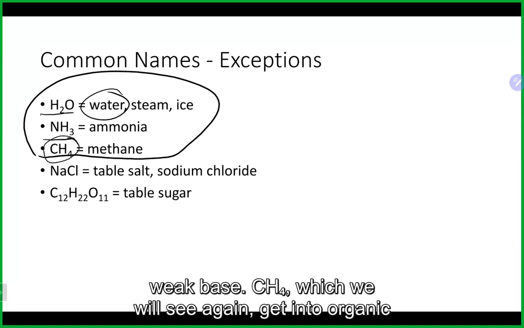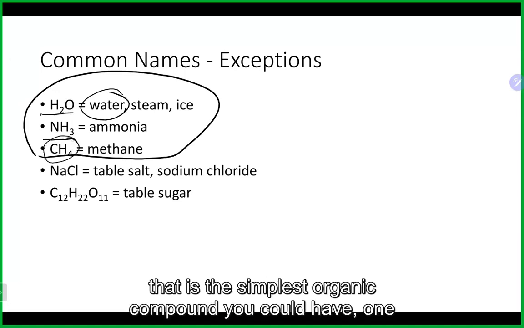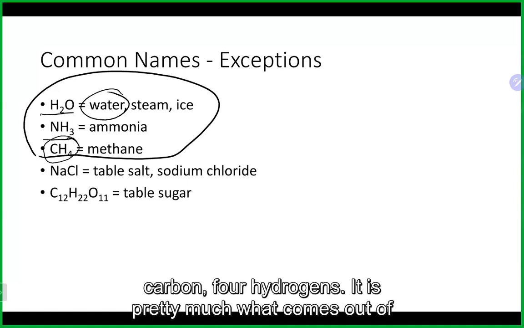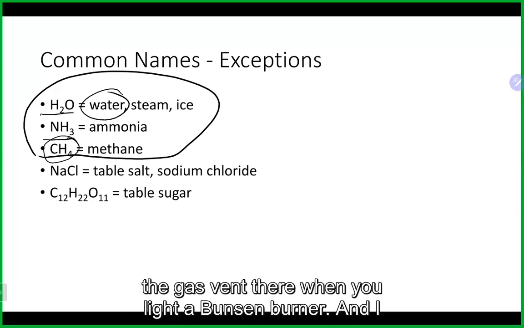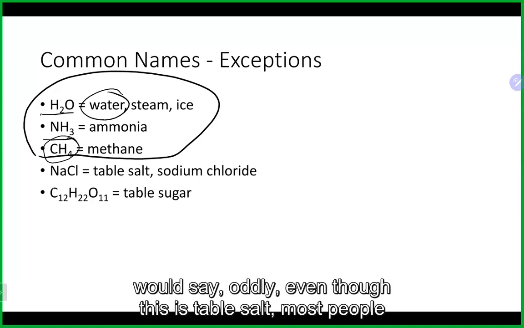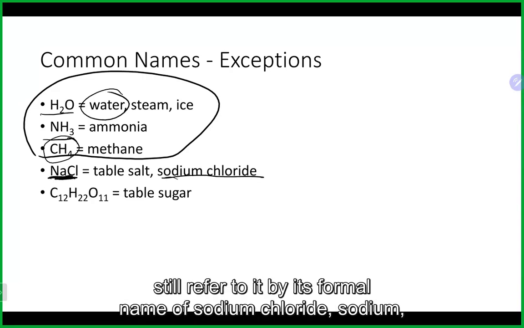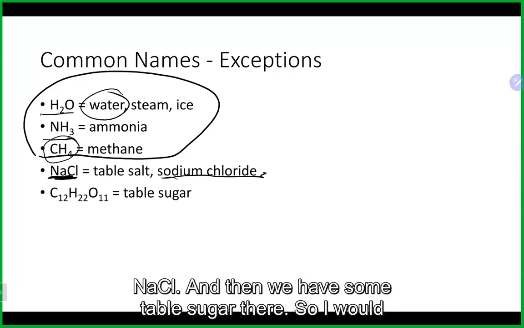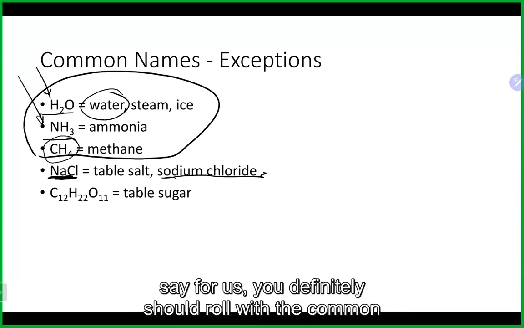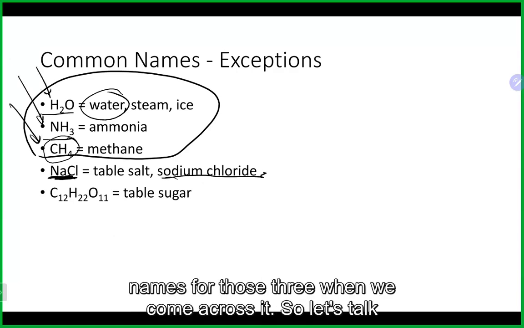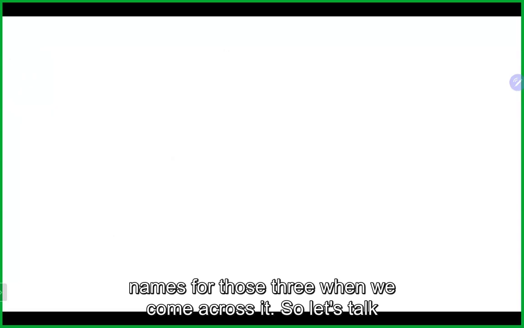CH4, which we will see again when we get into organic, is the simplest organic compound you could have, 1 carbon, 4 hydrogens. It is pretty much what comes out of the gas vent when you light a Bunsen burner. And I would say, oddly, even though this is table salt, most people still refer to it by its formal name of sodium chloride, NaCl, and then we have some table sugar there. So for us, you definitely should roll with the common names for those 3 when we come across it.